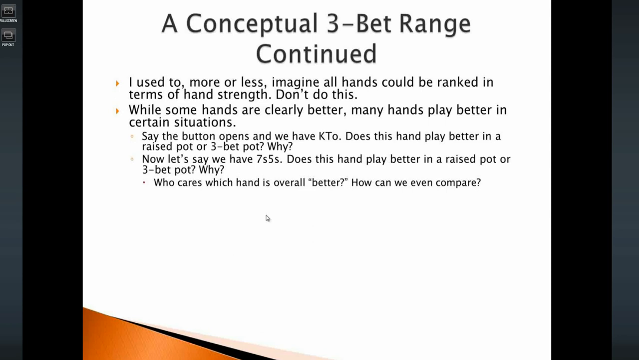They both do completely different things. One plays better one way, another plays better another way. Who cares which hand is overall better? It's nothing we can prove. It's just irrelevant. It doesn't matter. One hand works one way, the other works another way. That's it. There's nothing more to talk about.